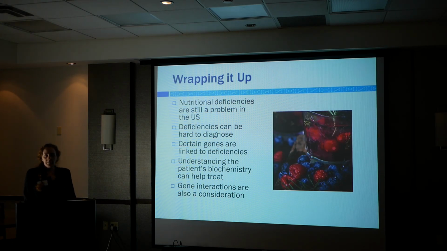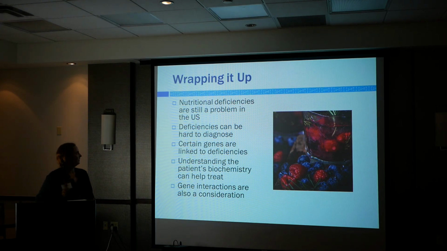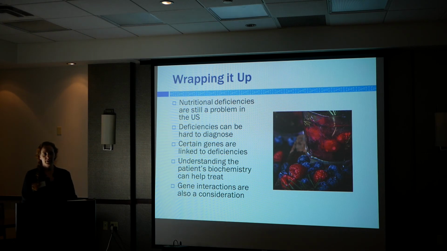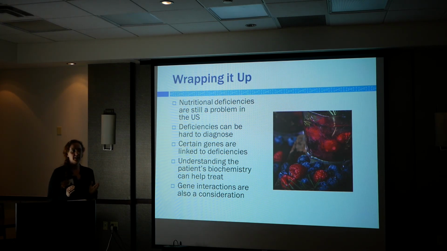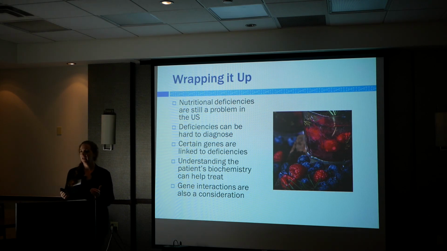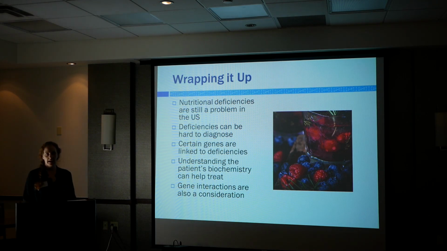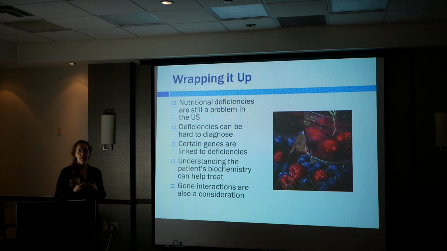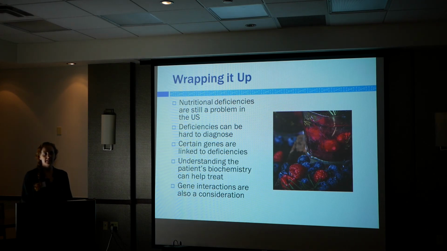So to wrap up and go over what I just said: yes, it's possible to be nutrient deficient in the United States of America. It's kind of hard to diagnose because the symptoms can be very vague. You often first see this in lab work. And then there are certain genes that are related to certain genetic deficiencies. Understanding that patient's biochemistry can help you get a very targeted, exact treatment plan that gives you the results that you want in your patient quickly.